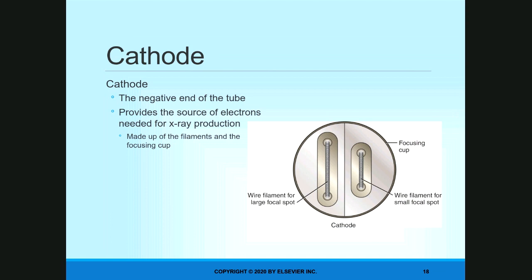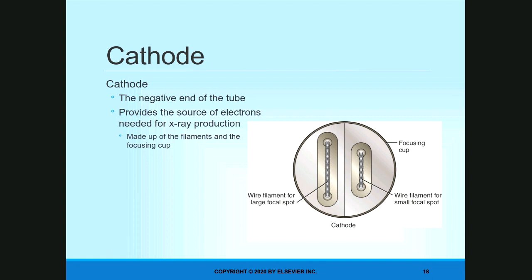Last lecture, we talked about the tube housing. We talked about the evacuated glass envelope or metal envelope, which is the X-ray tube, and how that is fully evacuated, and it contains two electrodes: the anode, which is the positive electrode, and the cathode, which is the negative electrode. This lecture begins with the other electrode in the diode, which is our cathode. So the cathode is the negative side of the tube.